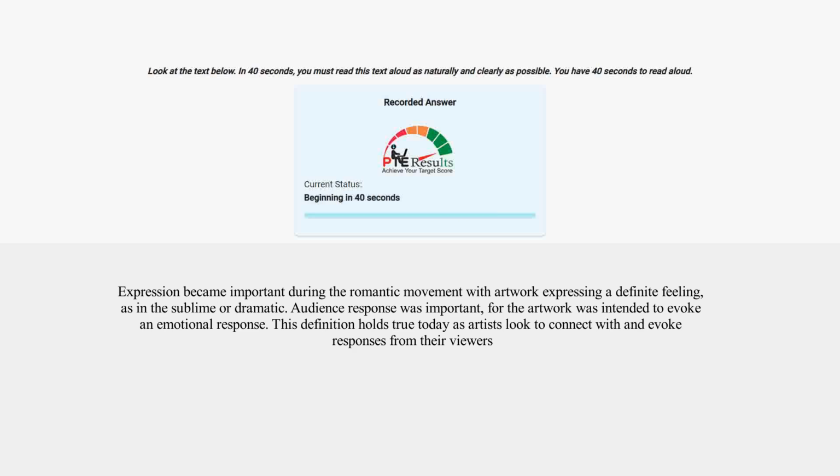Expression became important during the Romantic movement with artwork expressing a definite feeling, as in the sublime or dramatic. Audience response was important, for the artwork was intended to evoke an emotional response. This definition holds true today as artists look to connect with and evoke responses from their viewer.